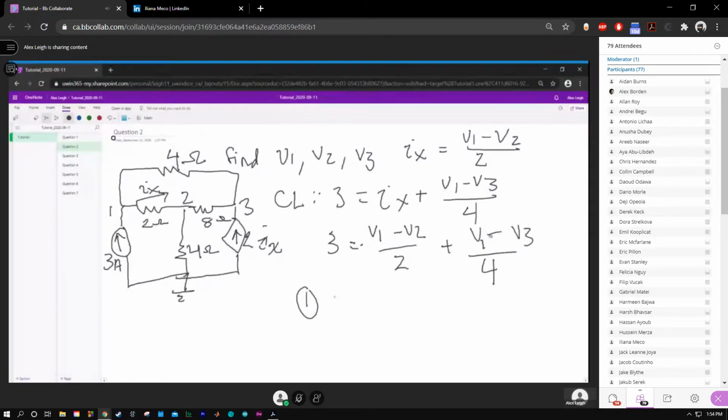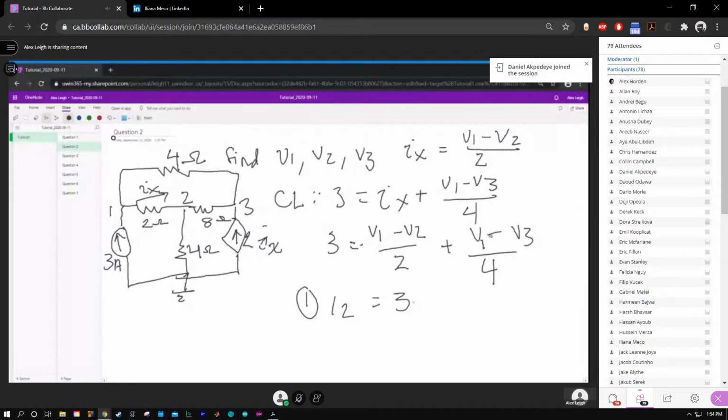12 equals 3V1 minus 2V2 minus V3. So I just multiplied by 4 and then collected the like terms. So it's 12.